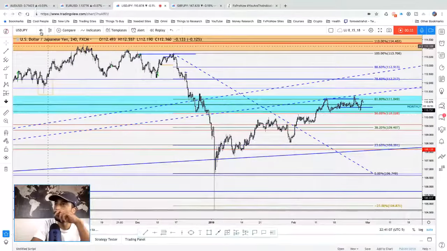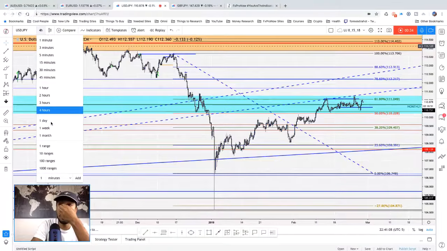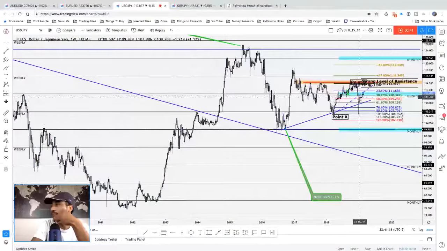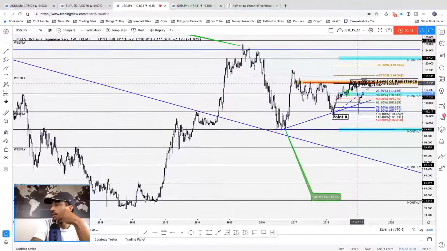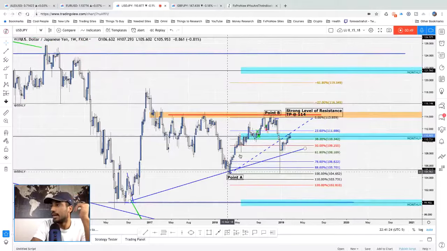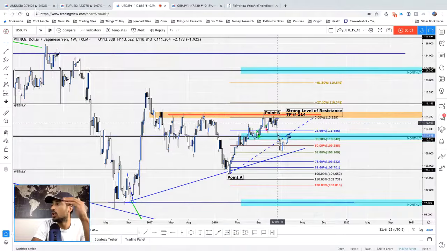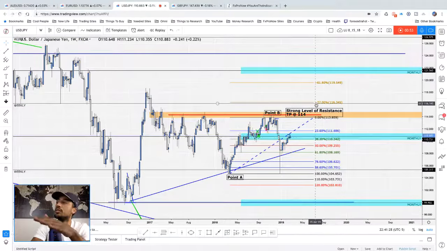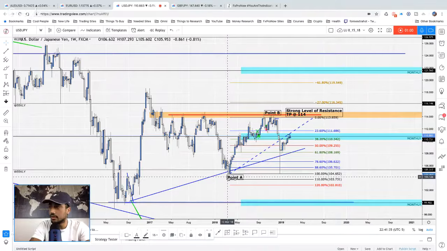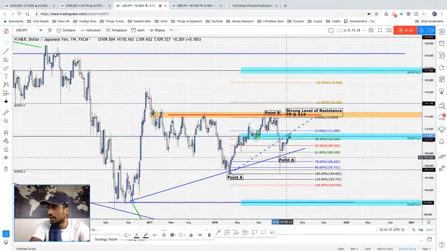But I'm starting to see now that this is not an H4's move. This push right here is not an H4's move. This is a weekly's move where we have point A, point B, point C, and we're looking for the continuation to point D. I don't know if you saw that point C on there. I just didn't want to confuse you. But this is a weekly's move.